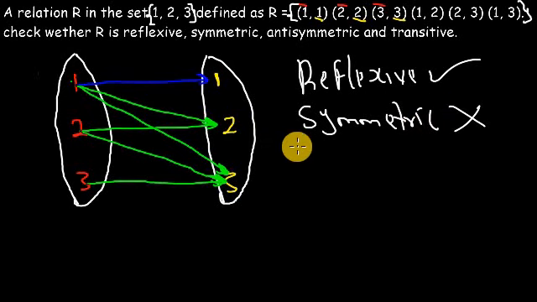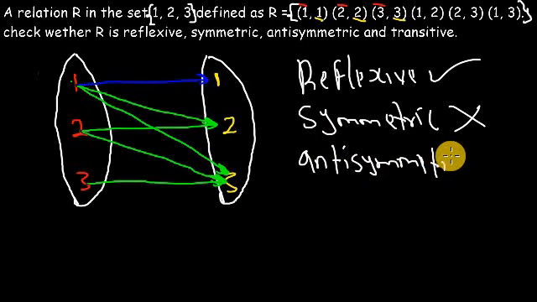Next is antisymmetric. Is it antisymmetric or not? What do you say? Pause the video and think about it. For antisymmetric, we need not the arrow back. If a unique input is produced to a unique output, then that output need not be produced to that input. If that occurs, it is not antisymmetric. If it doesn't, it is antisymmetric.